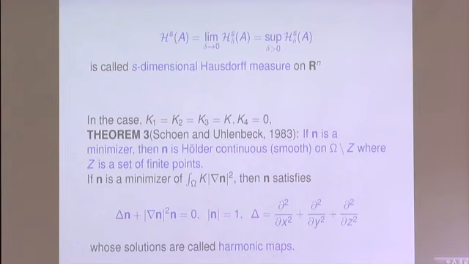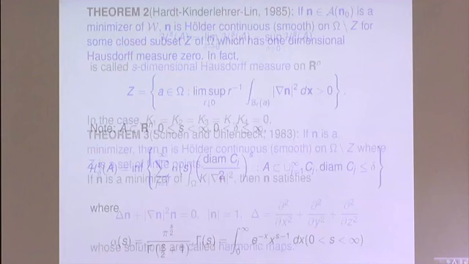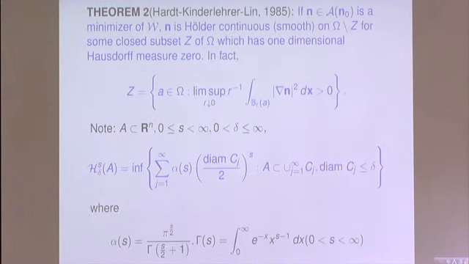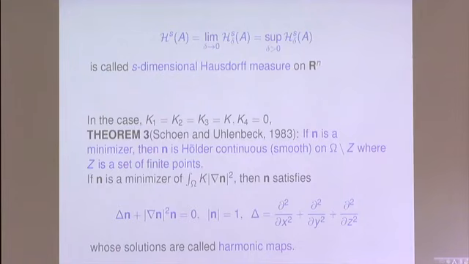In that case, Schoen and Uhlenbeck proved that if n is a minimizer, then it is Hölder continuous, except at finitely many singular points. So in our Oseen-Frank case, the one-dimensional Hausdorff measure is 0, but we don't know whether it's finite or not. But when you consider equal constants, then the singular points are finite.